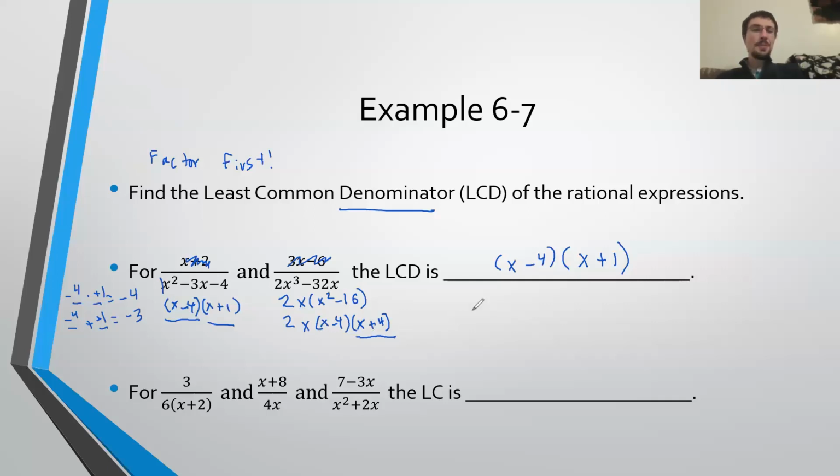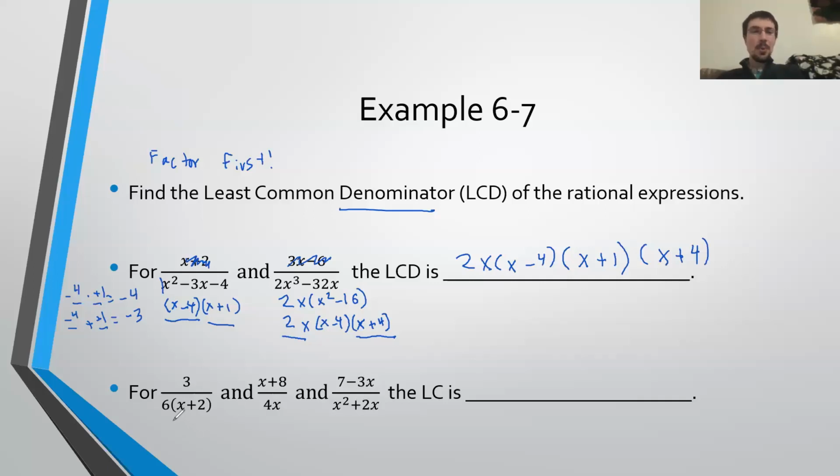Second fraction has an x plus 4. First fraction doesn't. Which one has more? We need an x plus 4 as part of your LCD. And what are we missing? Well, the second fraction has a 2x in front. First fraction doesn't have any monomial as a factor. Which one has more? We need a 2x as part of your LCD.